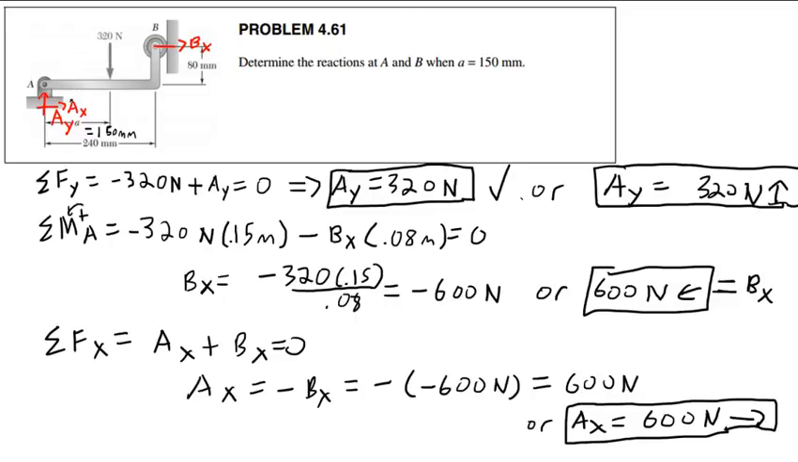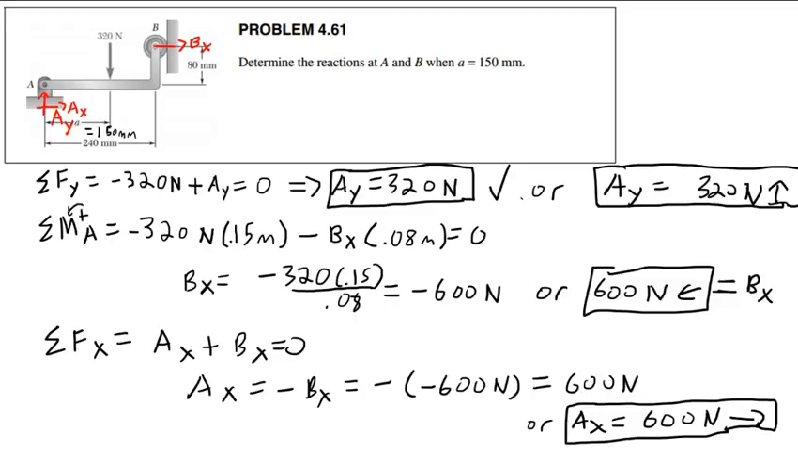So we have a couple which would tend to cause rotation if we didn't have these X components here. So instead, what these X components are doing is they're not preventing the thing from translating. Rather, they are producing an opposing couple that will oppose the rotation that this couple, composed of the vertical reaction here and the 320 newton force, would want to cause otherwise. Questions on that? Okay, do you follow that?